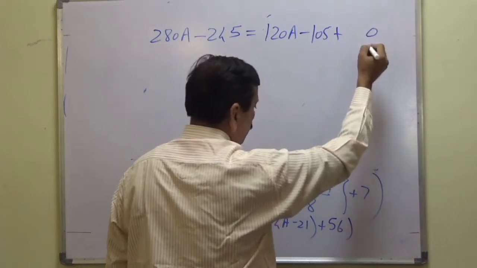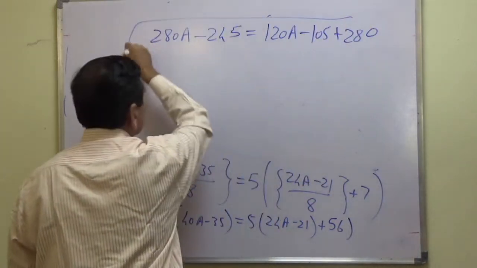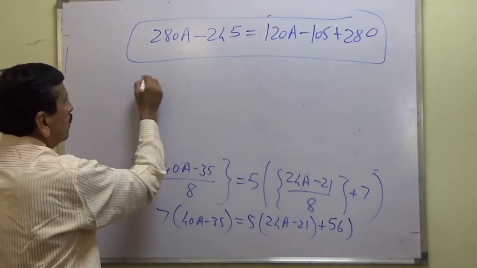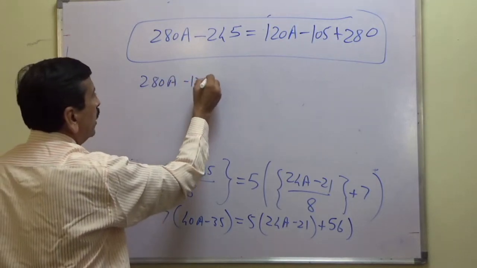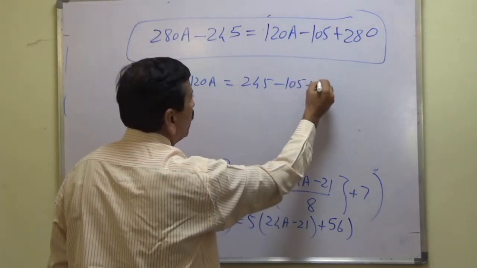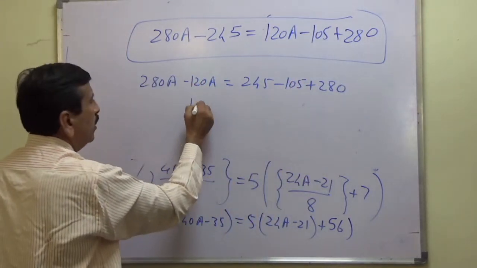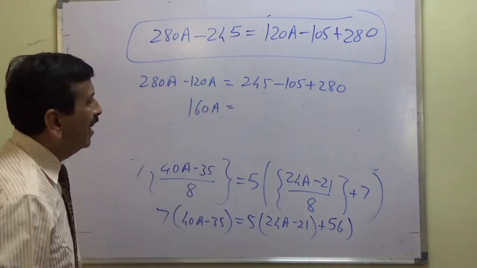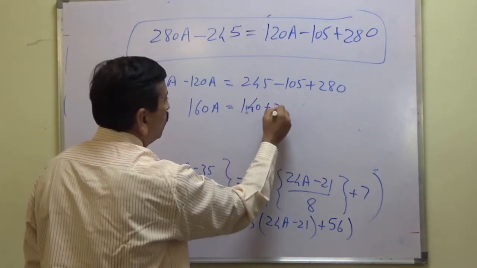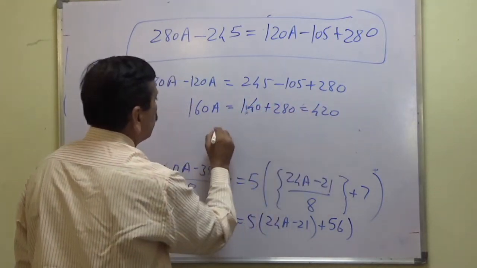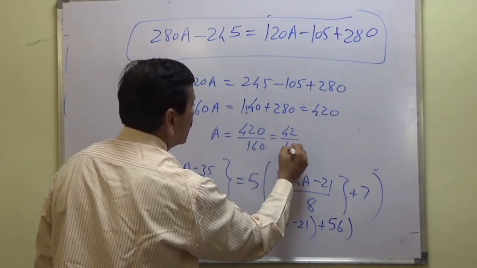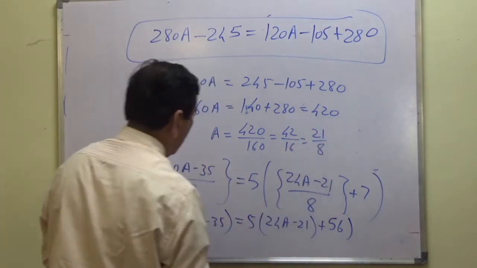So this will be 33 and 28. So I get a simplified equation like this. Now reshuffle. 280A minus 120A is equal to 245 will go on that side minus 105 plus 280. Now this will be 168. 245 minus 105 is 140 plus 280, 420. So A will be 420 by 160 is equal to 42 by 16 is equal to 21 by 8.